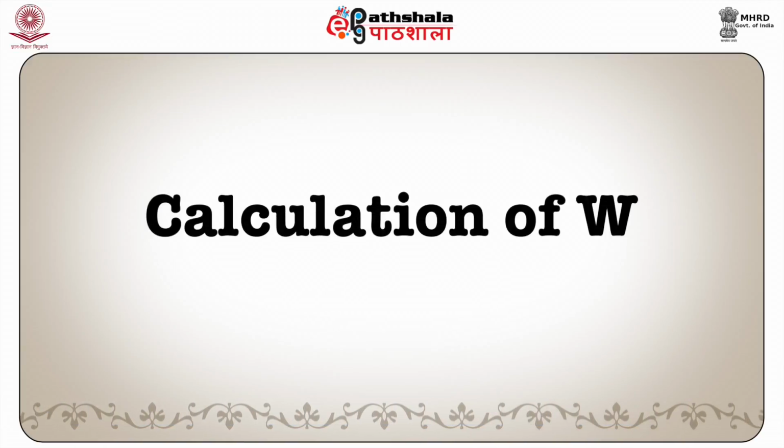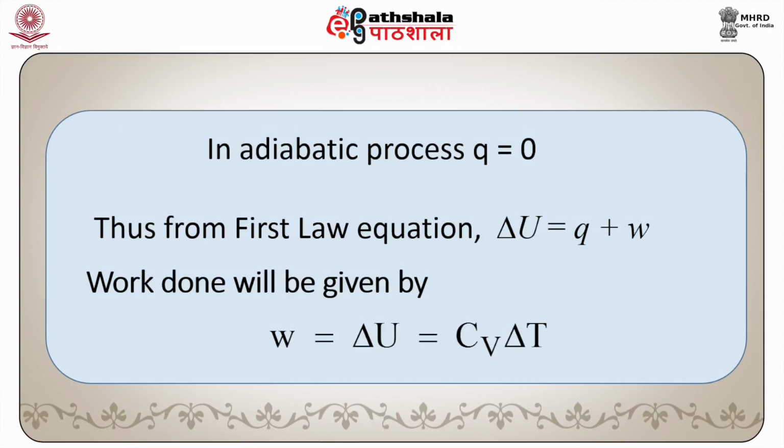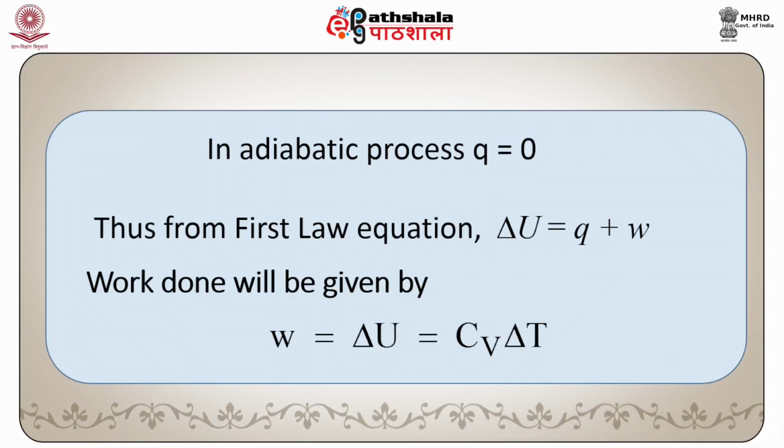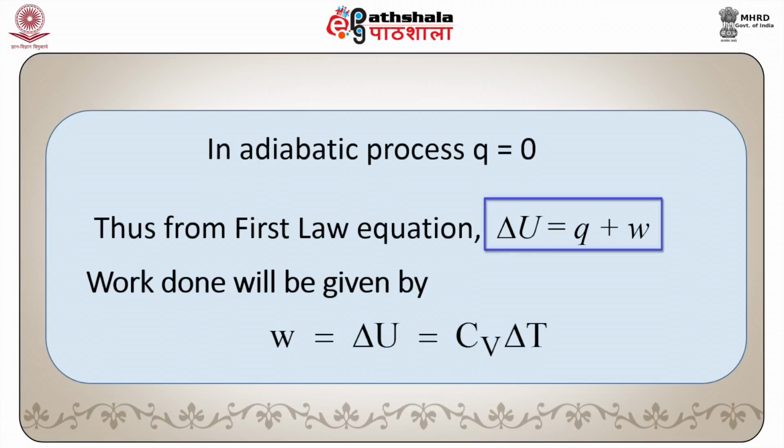Calculation of W. In adiabatic process, Q is equal to 0. Thus, from the first law equation, delta U is equal to Q plus W.